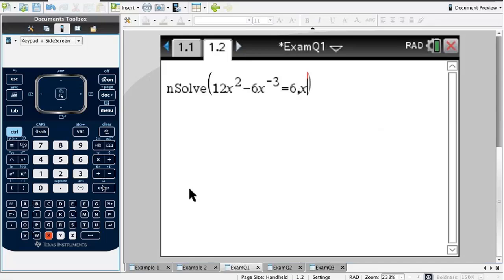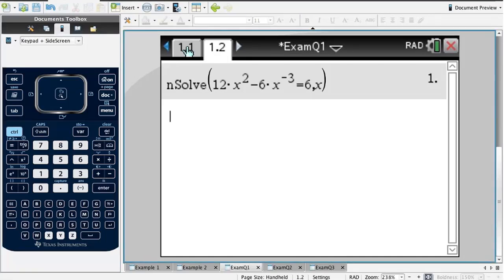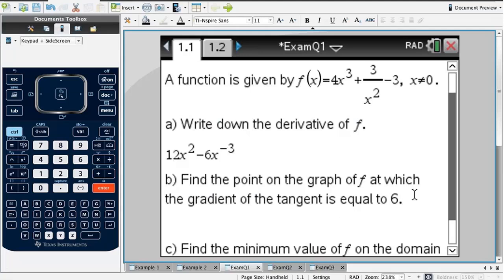Okay, so the point where the gradient of the tangent is equal to 6 is where x is 1. And we've asked for the point, so I have x, but I don't have the y value, so we just put 1 in there. 4 plus 3 minus 3 is just 4. So the point is (1, 4).